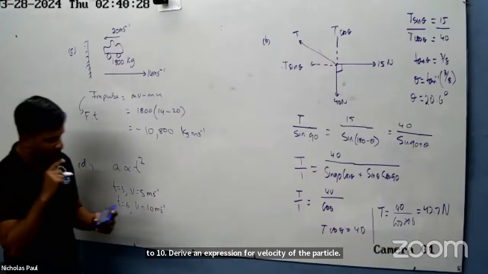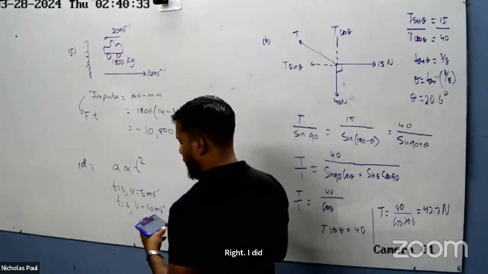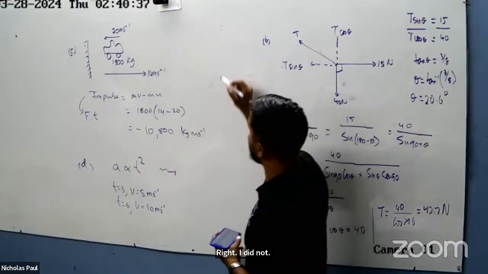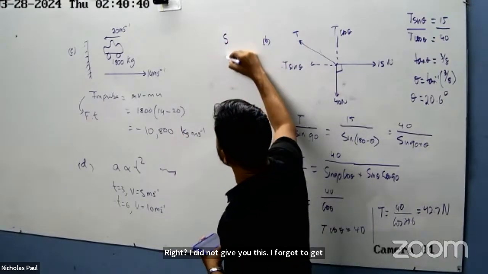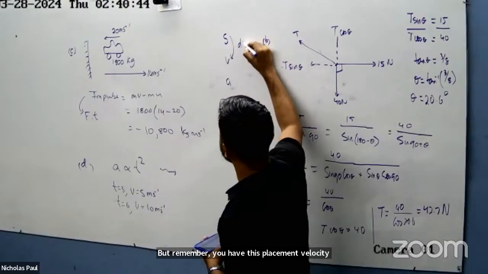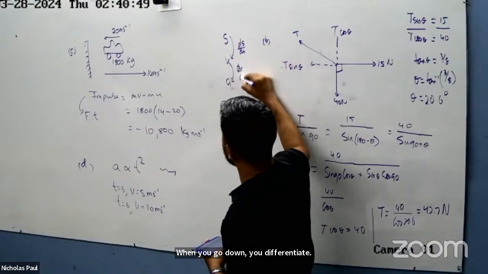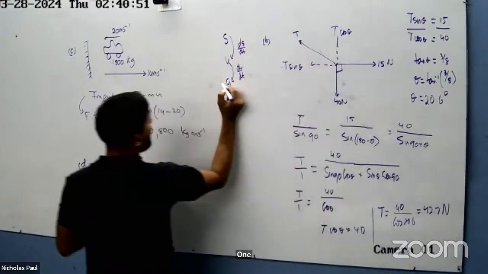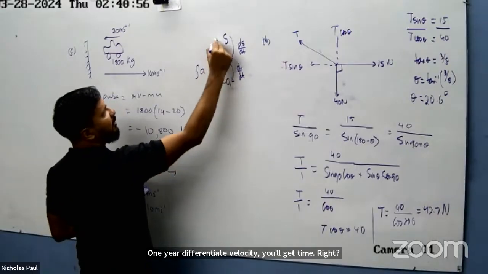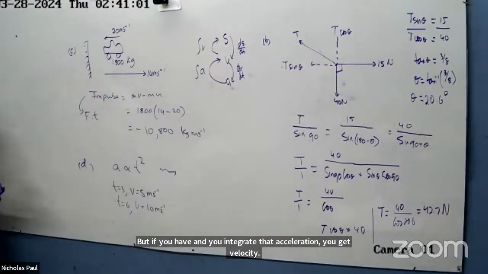I forgot to give you this. But remember, you have displacement, velocity, acceleration. When you go down, you differentiate. When you differentiate velocity, you get acceleration. But if you have acceleration and you integrate acceleration, you get velocity. Integrate velocity, you get displacement, right? I didn't give it before, sorry.